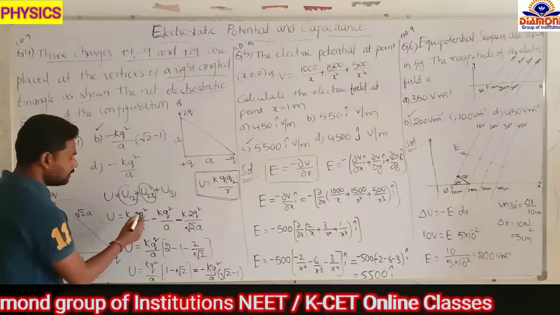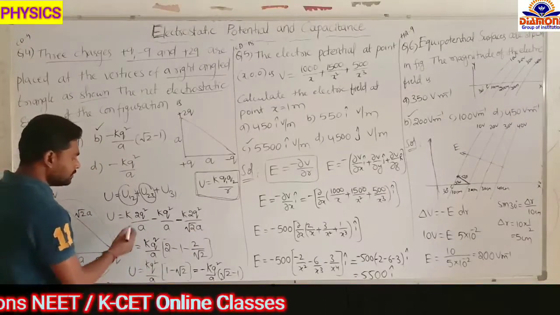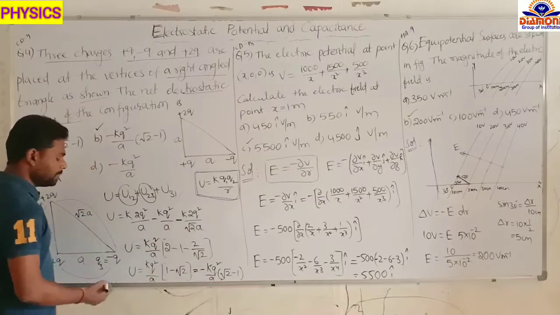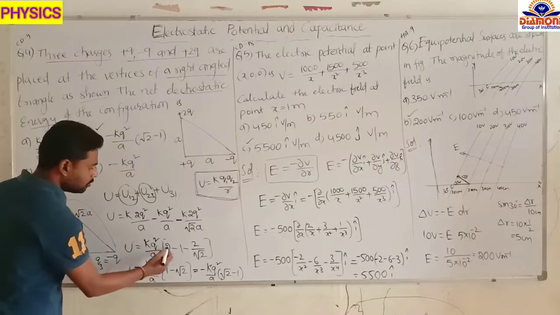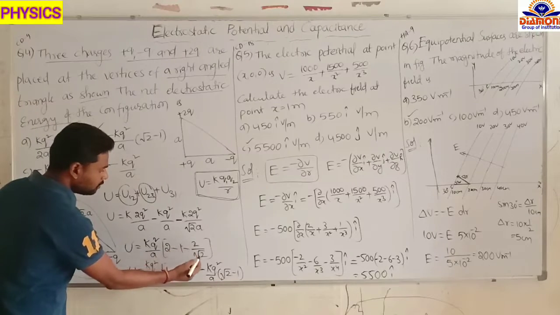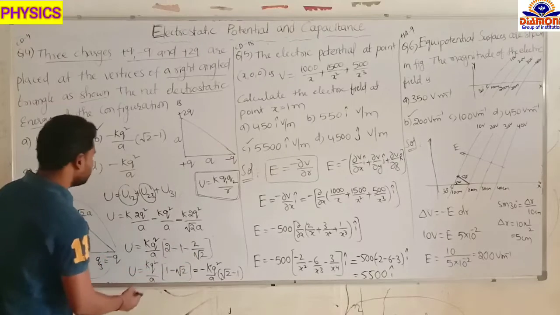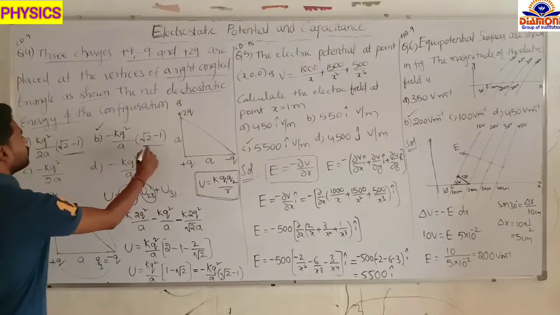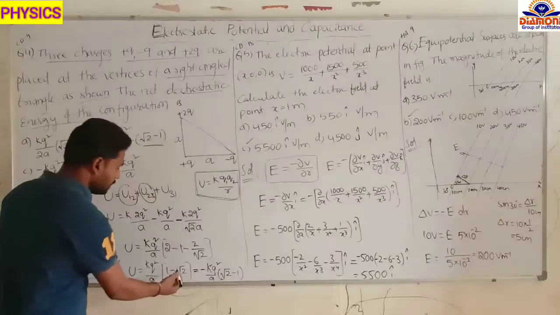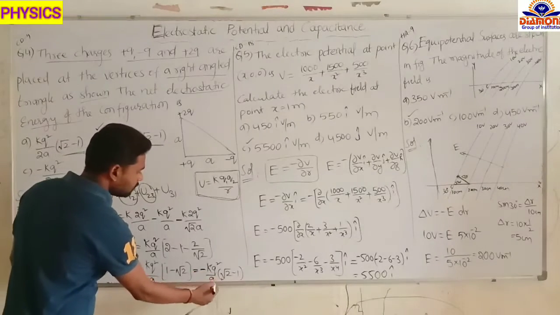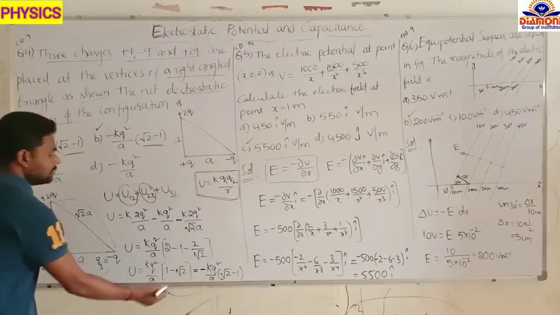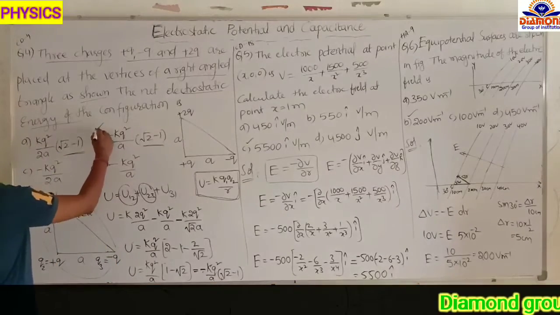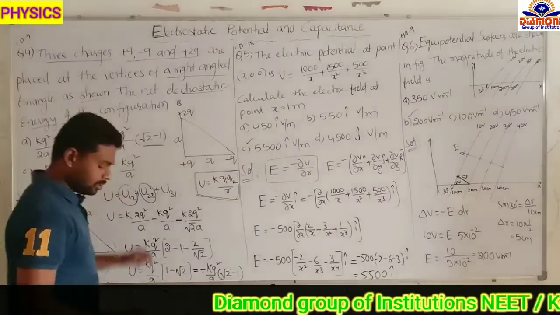From here, kq square by a is common. So from here 2, from here 1, from here 2 by root 2. So kq square by a into 2 minus 1 is 1, minus 2 by root 2 is nothing but root 2. Now check the options: kq square by a into 1 minus root 2, or root 2 minus 1. Just take the minus as common, then minus kq square by a into root 2 minus 1. See, some options have the minus sign, some have the plus sign. So this is the right option. Take care about the options.